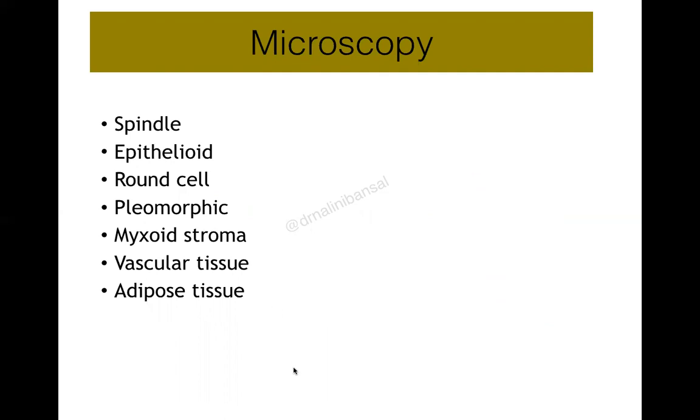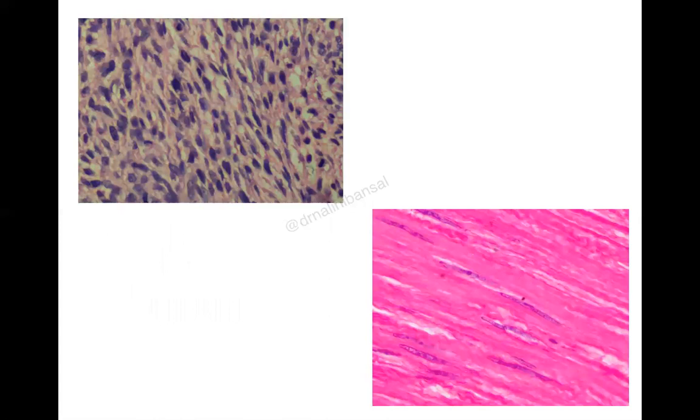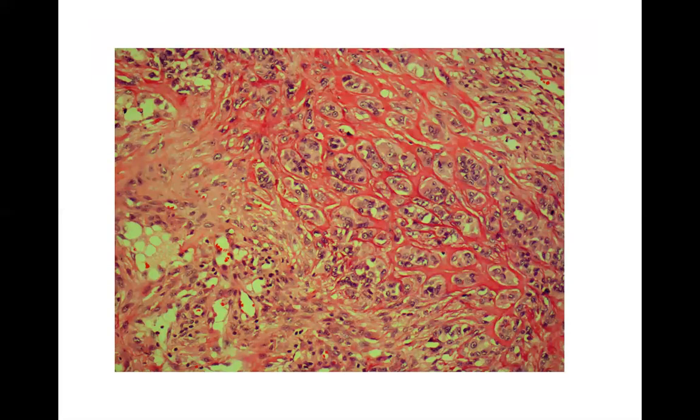So with this we have already discussed that the type of cells that you see in the soft tissue could be spindle, epithelioid, round cell, or pleomorphic. You could have a predominance of myxoid stroma, vascular tissue, or adipose tissue. So there could be n number of combinations of these things that you see in the soft tissue. A spindle, we all know, means that you have an elongated cell which could have either a blunt end like this, or it could have tapering ends, or the ends could be different, or it could be straight, or it could show little buckling of the nuclei. So these are the different types of spindle cells that we see.